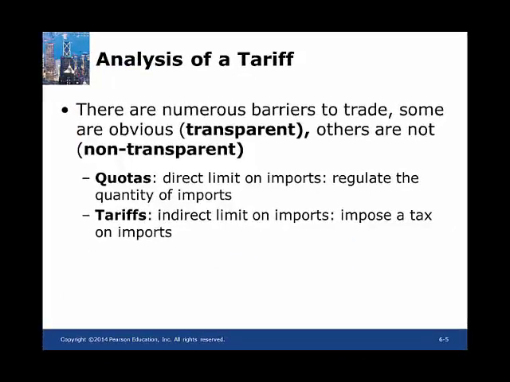Analysis of a tariff. There are numerous barriers to trade. Some are obvious, transparent, and others are hidden, non-transparent. Quotas, a direct limit on imports, regulate the quantity of imports. Tariffs, an indirect limit on imports, impose a tax on imports.